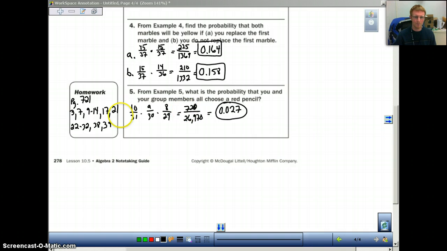And then in the last one, pretty much the same as example 5, but we're dealing with the red pencils. So we had 10 red pencils to start out of 31 total. Second one would be 9 because we took 1 out of 30, and then 8 because we took another one out of now 29. We get an answer of 0.027.